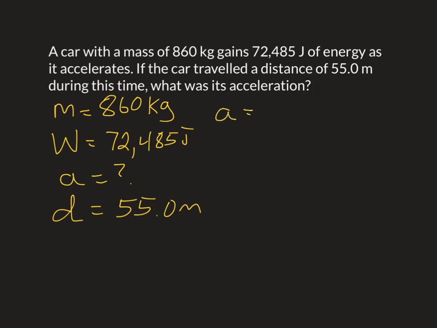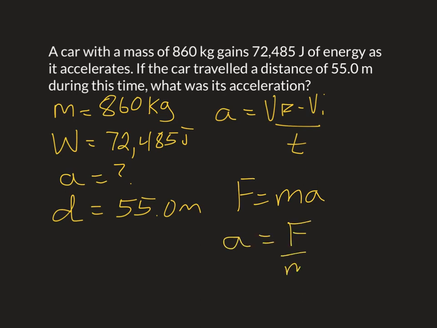We have acceleration is VF minus VI over T, and we have F equals MA, which I can rearrange to A is F over M. So I'm just going to erase that first one. We actually have two ways to calculate acceleration that we've learned. So what I want to do is figure out which one of these two formulas might actually be of some help to me. For this formula here, I am not told a single thing about initial or final velocity or time in this question. So this formula is definitely out. I don't have any information that I need to use that one.